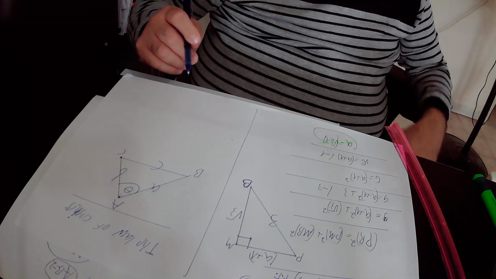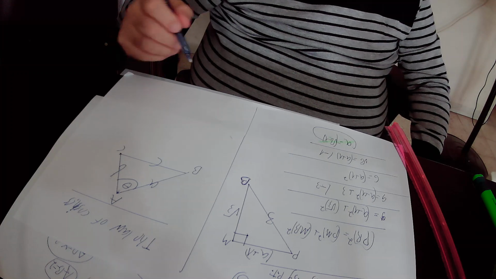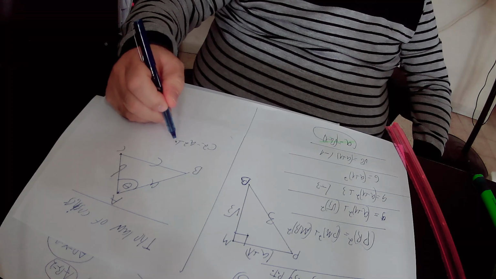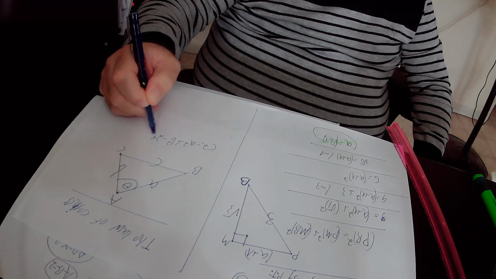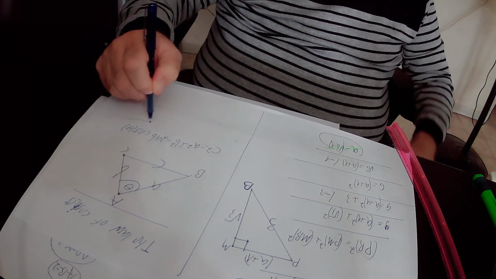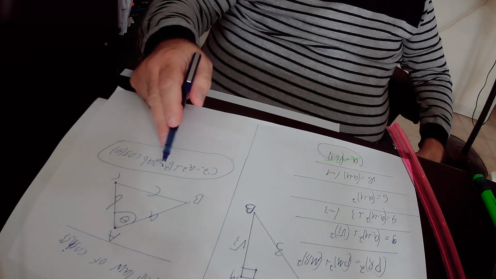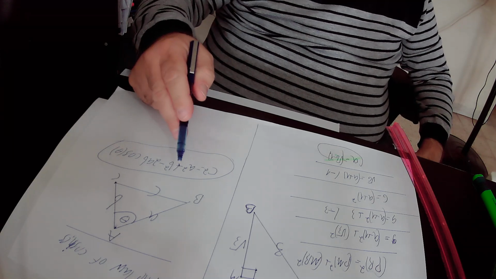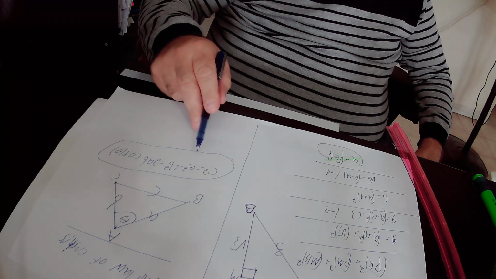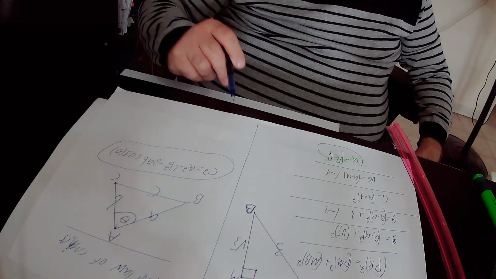Then according to the law of cosines, C squared equals A squared plus B squared minus 2 times A times B times cosine theta. Repeat again, according to the law of cosines that is true in any triangle, C squared, C is the length of side BC, A is the length of side AB, and B is the length of side AC, so C squared equals A squared plus B squared minus 2 times A times B times cosine theta.